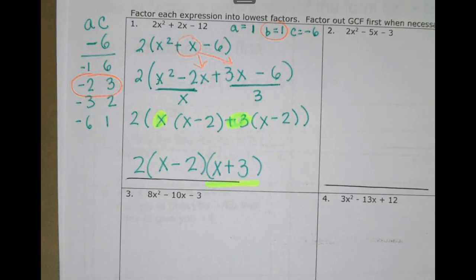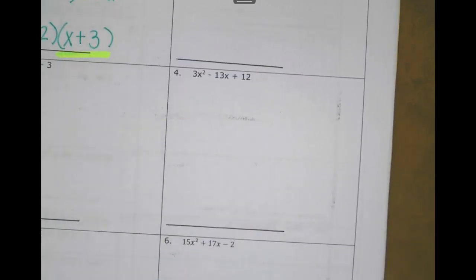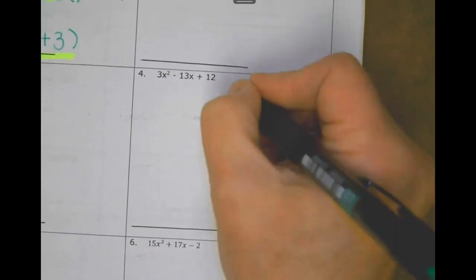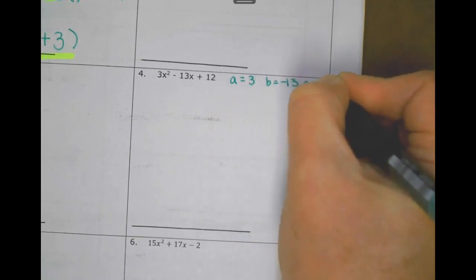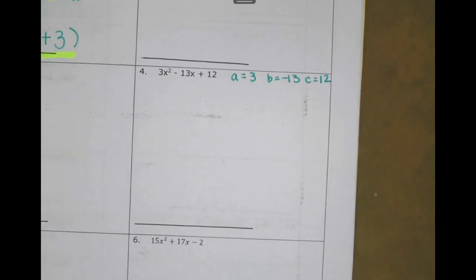The next one I want to do with you is problem number 4 because we didn't have an example like that yet. So, would you please look at problem number 4 on your homework paper next? Does it have a GCF? No. So, you multiply, well, let's go ahead and write it down. The A is 3, the B is negative 13, the C is 12. And you would probably want to try to write small. If you have naturally large handwriting, you may need to get out another piece of paper to write on.